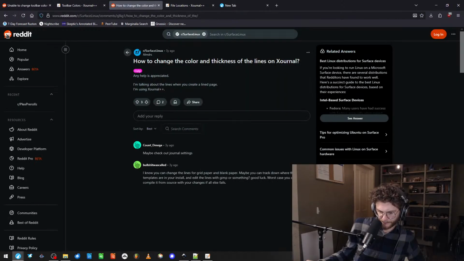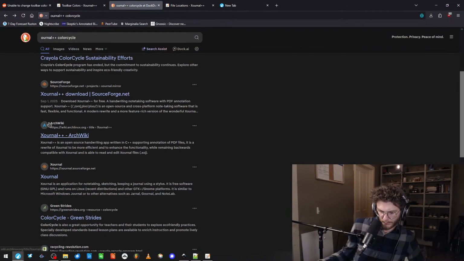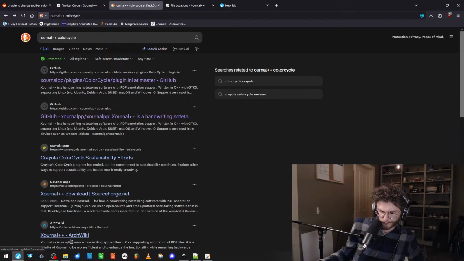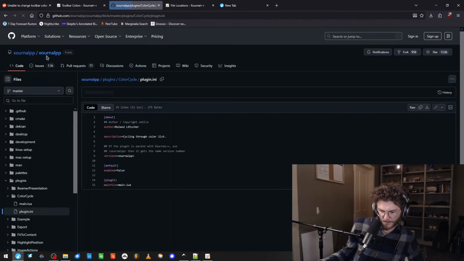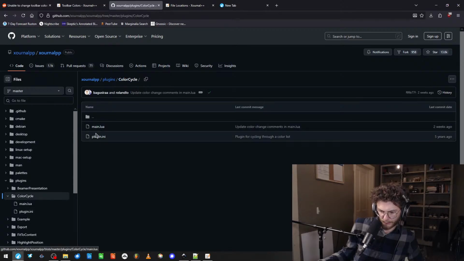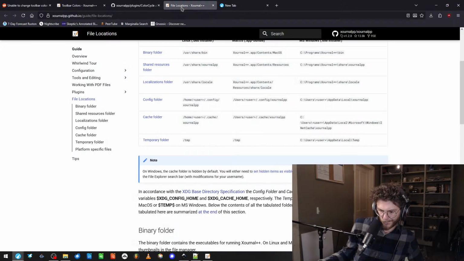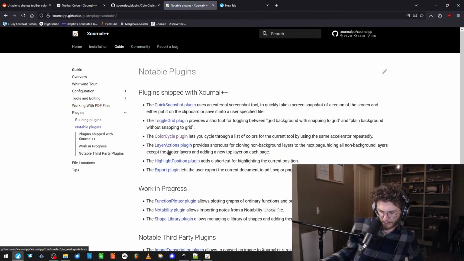Somebody's saying what's going on. Well, let's go back up here. It's not it. Plugins. Notable plugins. Let you cycle through the colors. Okay. By using the same accelerator repeatedly. I don't know what accelerator means in that context.